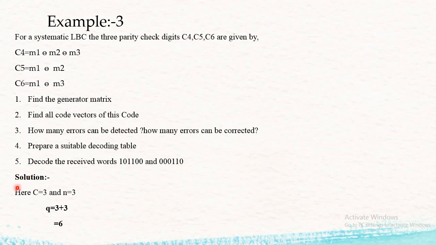So the solution. The first part of the solution always remains constant: find out the number of check bits, the number of message bits and the total size of the code word. Here C is 3 because we have C4, C5, C6, and M is given as 3. Now the addition of these two gives you 6, so the total size of the code word comes out to be 6.